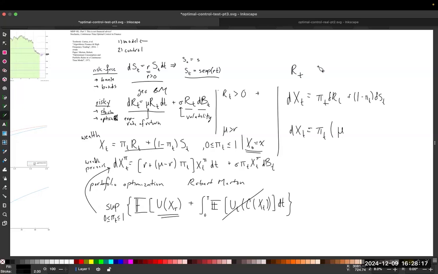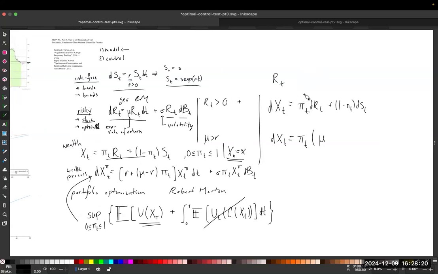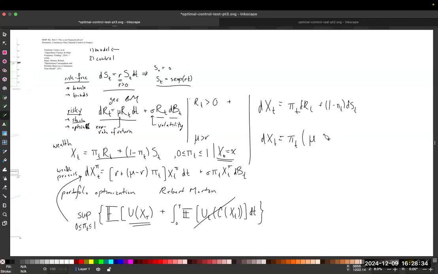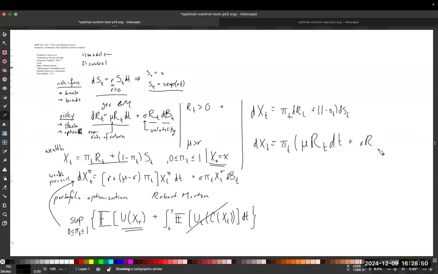Okay. I think this wealth process equation becomes correct once you put RT there in the last term instead of XT. But you're right, you want to write the equation for just XT. Right. Okay. Let's see what happens if I just keep things in terms of RT and ST at first, and we'll see what happens as a result of that. Okay, so we'll have mu RT dt plus sigma RT dBt plus 1 minus pi t, and then here we're just going to have r st dt.